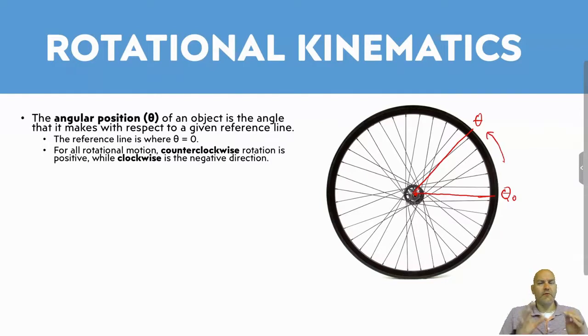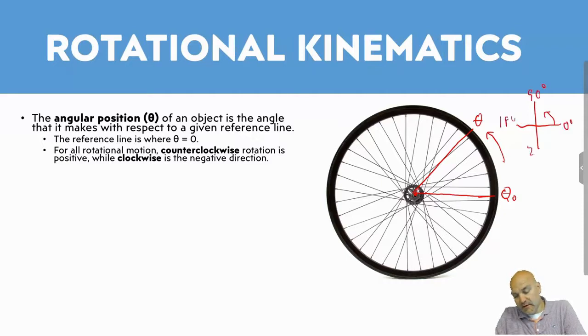Now, for all the rotational motion that we're going to talk about in this unit, counterclockwise rotation is always positive and clockwise rotation is always negative. And that comes from the unit circle, where 0 degrees is here, then 90, 180, 270. So our positive angles go up and to the left, in the counterclockwise motion.